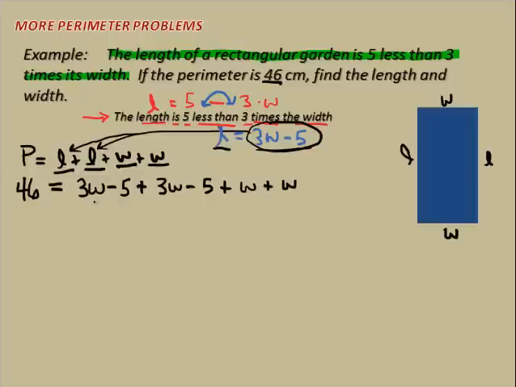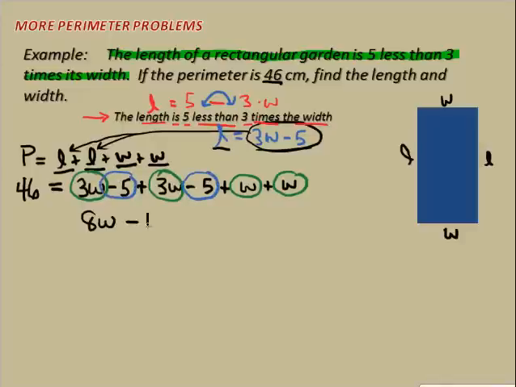Now, if you'll notice, all I have are W's in my problem. I have 3 W's, 3 W's, 1 W, and 1 W, and they're all positive, so I'm just going to add them together. So that makes 3 plus 3 is 6, 7, 8 W. And then the other stuff I have left are the minus 5 and the minus 5. So that's going to make minus 10. And that's going to be equal to 46.